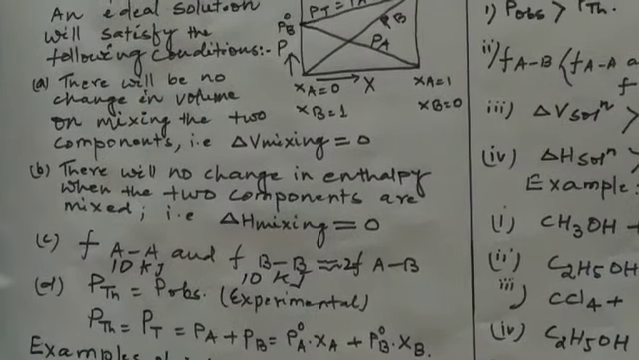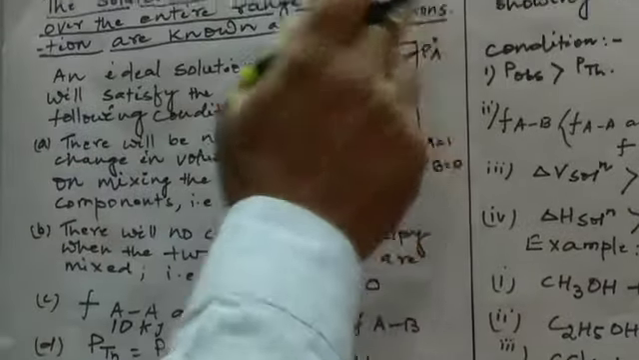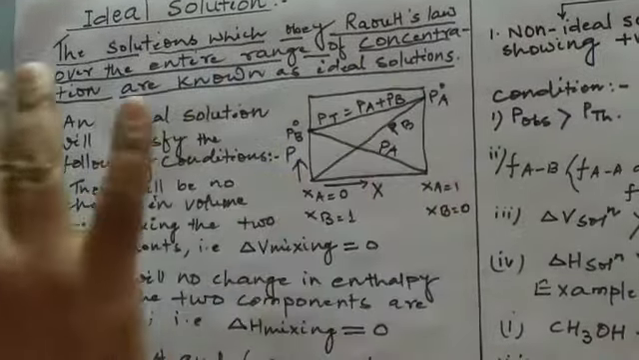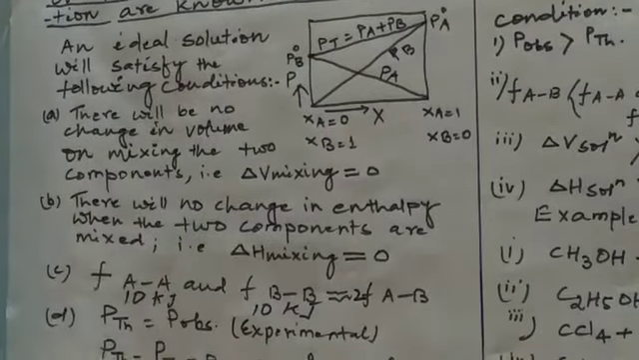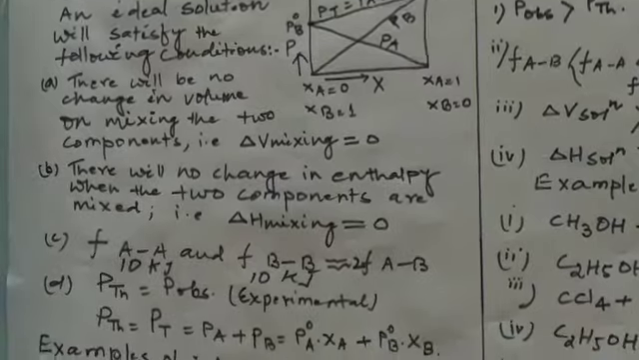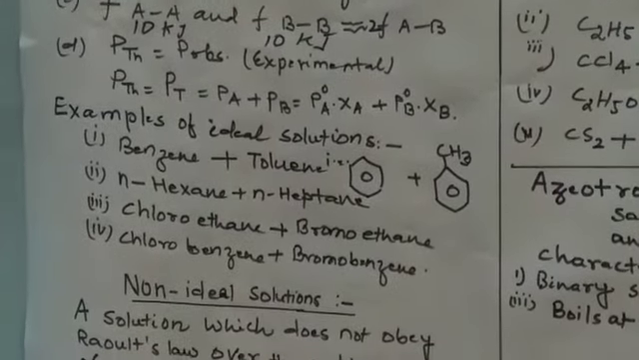So for a solution to behave and follow Raoult's law completely over the entire range of concentration, these four conditions are to be satisfied. Number one, what are the examples of ideal solution?